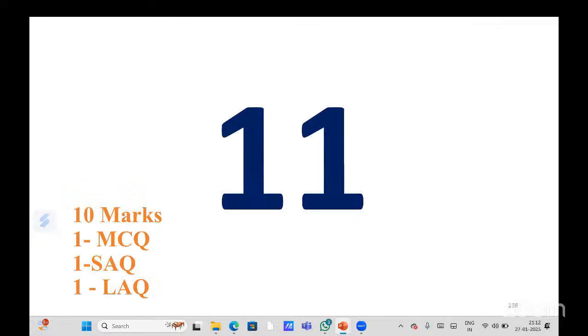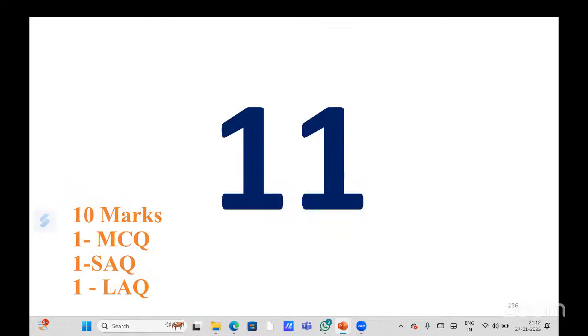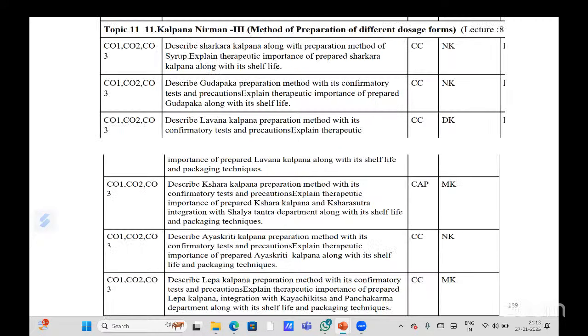Okay. And moving to the syllabus point number 11. So this is again syllabus point number 11 carries 10 marks. They may ask one long essay, one short essay, and one MCQ. Here I am going to explain this Gudapaka. So before that, here we are having Kshara Kalpana and Lepa Kalpana must know. Okay.